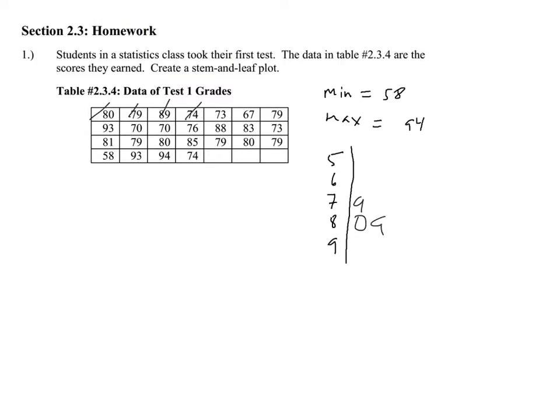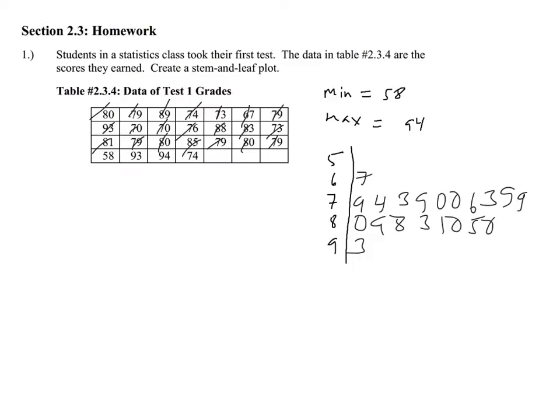And this is what I do. I just start filling it in. 67, 79, 93, 70. Actually, I get two 70s, so let's go 0, 0. I've got a 76, 88. Notice I'm not worrying about putting them in order. 73, 81, 79, 80. I'm also trying to use the same amount of space so I don't give a false picture of what this graph looks like as far as the shape.